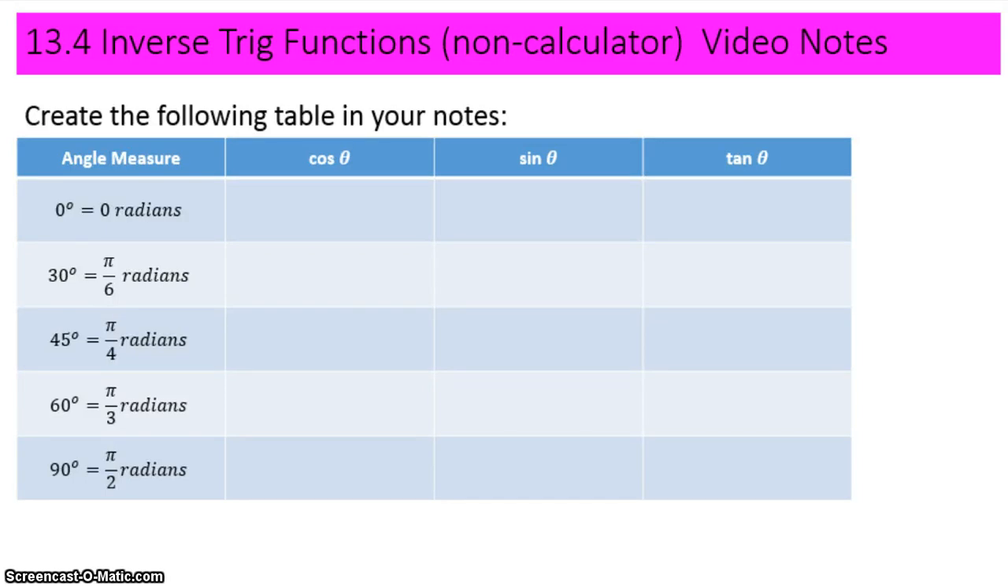Hey, Algebra 2, more trigonometry for you. Today we're going to talk about inverse trig functions. But before we get to what inverse means, we're going to refresh ourselves on some of our unit circle things.